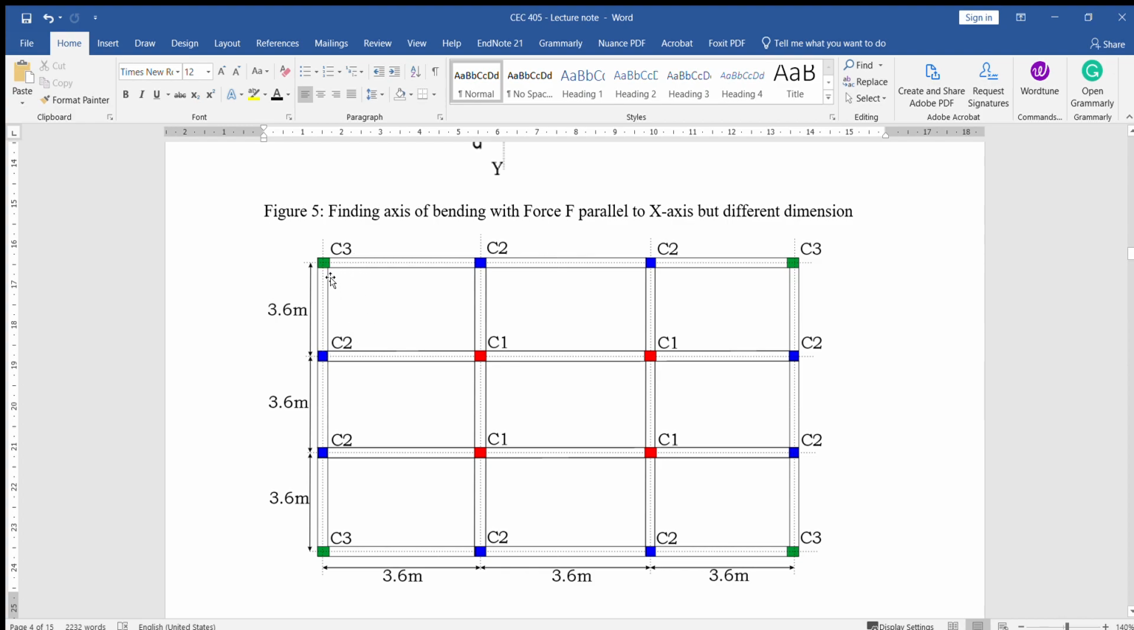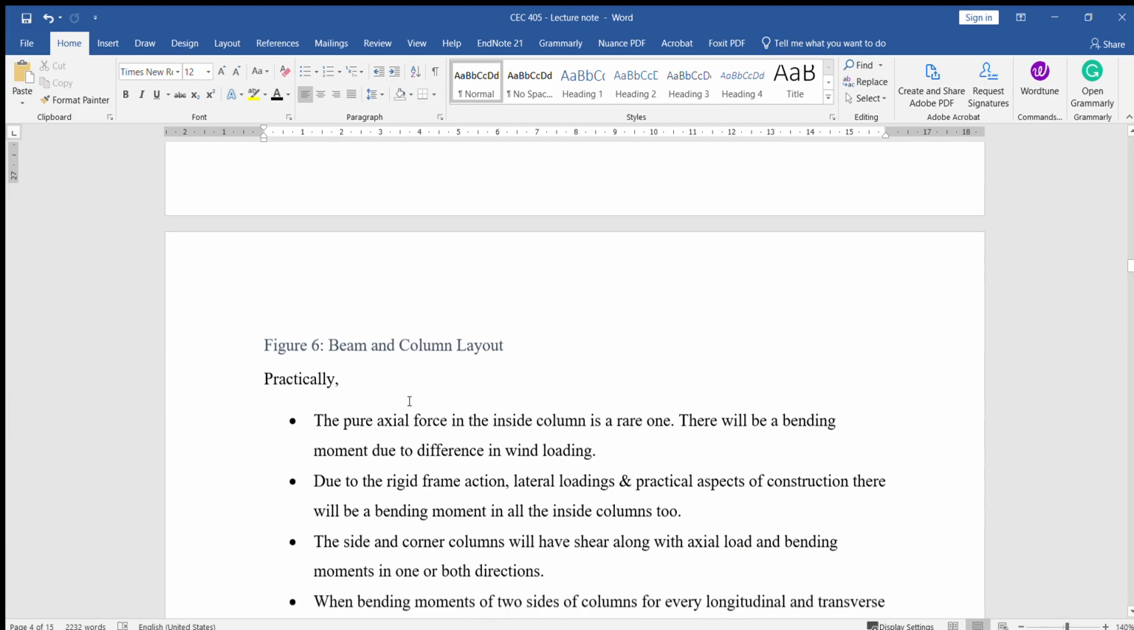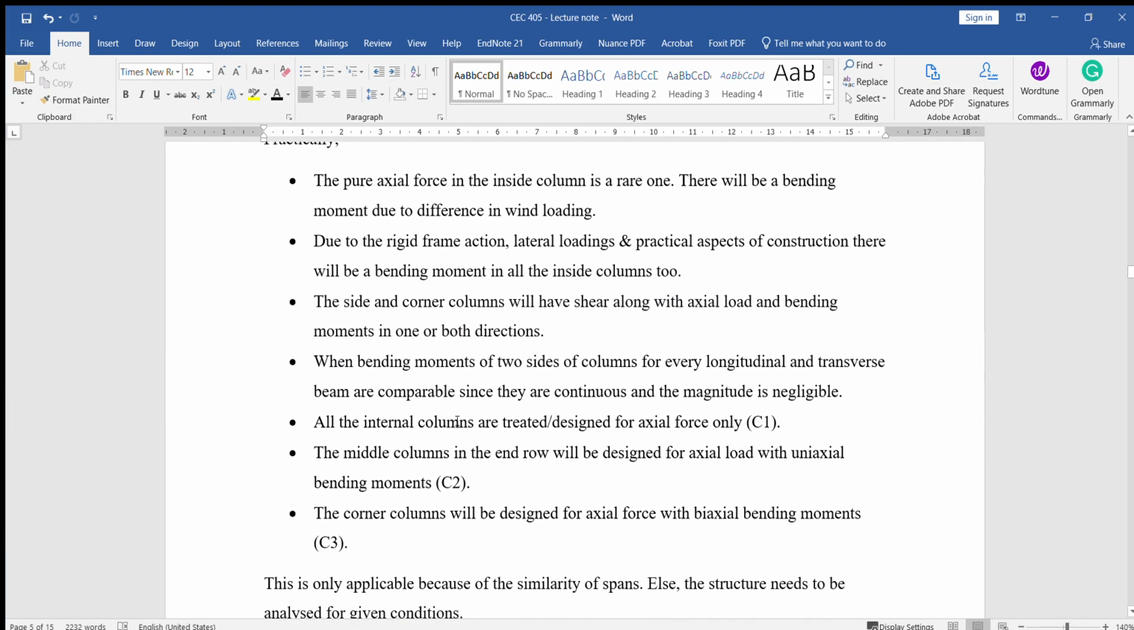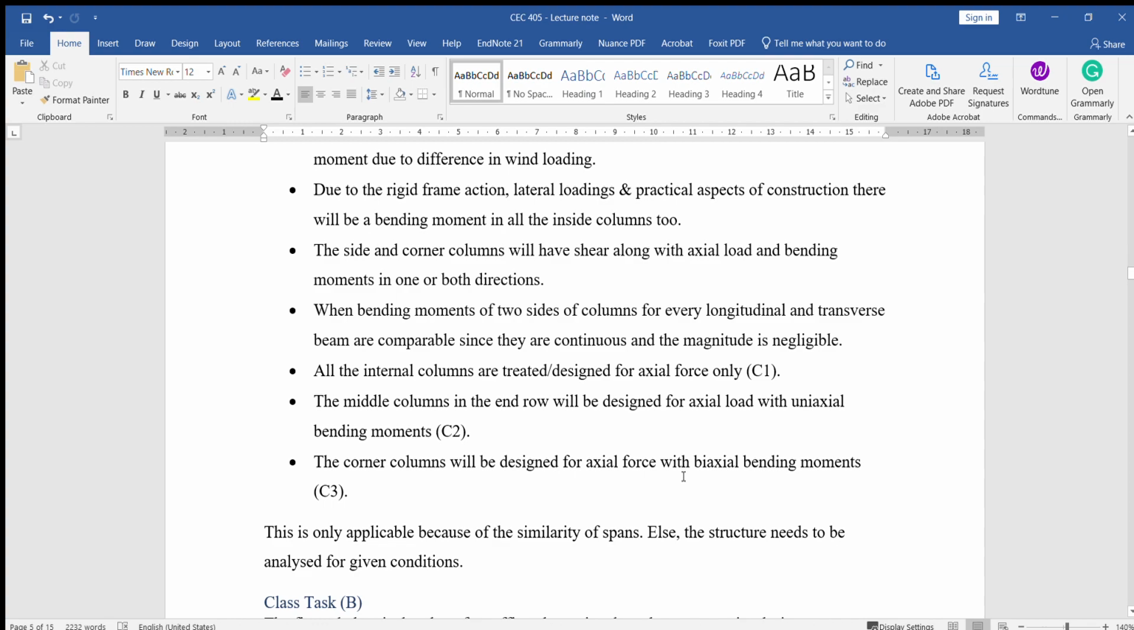However, let us look at corner columns, this C3. Imagine we have it loaded this way and this way. Firstly, we need a continuous beam to support it here, and we need another one to support it here, making two beams. That is, there will be a moment with respect to this loading and another moment with respect to this loading. That means we will have biaxial bending moment. So I said the corner columns will be designed for axial force with biaxial bending moment.